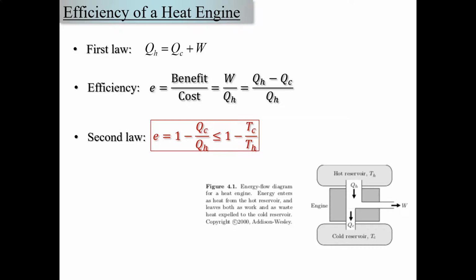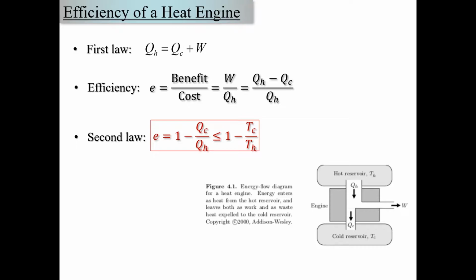Now, we can relate this to simply the ratio of heats. So the efficiency is 1 minus QC over QH, which is just a restatement of the previous equation. But we can use entropy to see that this must be less than or equal to 1 minus T_C, the temperature of the cold reservoir, divided by T_H, the temperature of the hot reservoir.